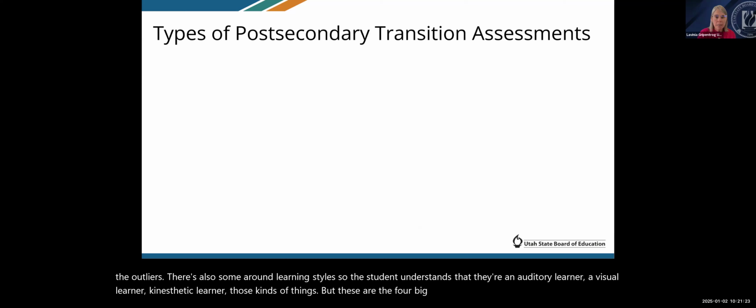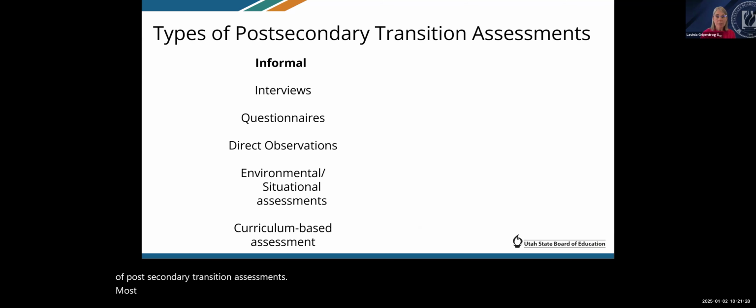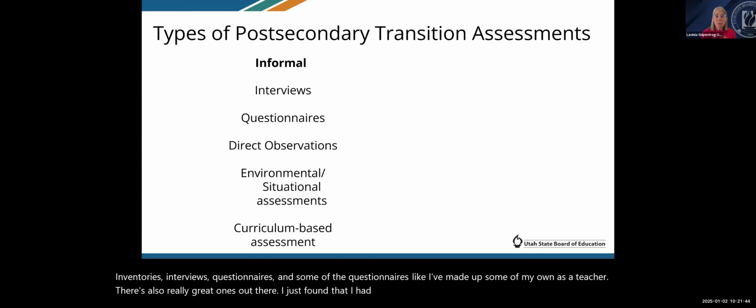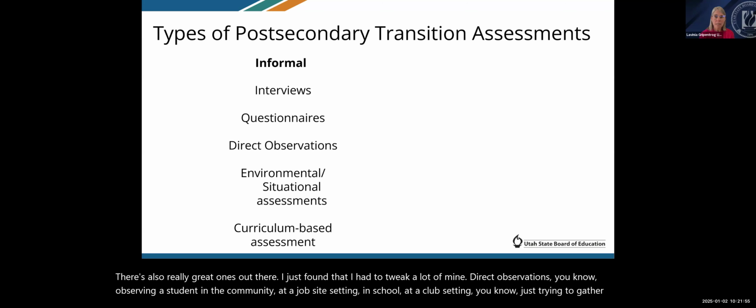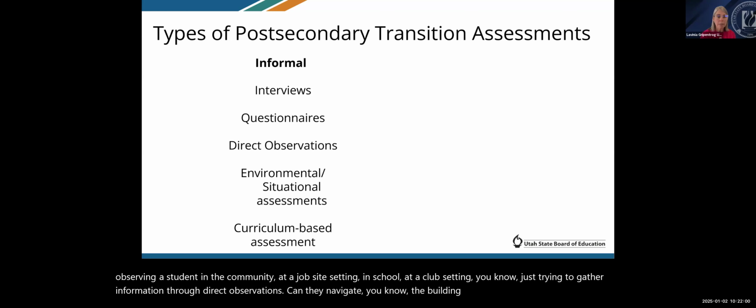Now let's talk for a minute about the types of post-secondary transition assessments. Most of your transition assessments are going to be informal. So these are things like inventories, interviews, questionnaires, and some of the questionnaires, like I've made up some of my own as a teacher. There's also really great ones out there. I just found that I had to tweak a lot of mine. Direct observations, observing a student in the community, at a job site setting, in school, at a club setting, just trying to gather information through direct observations. Can they navigate the building, for example, a college campus?